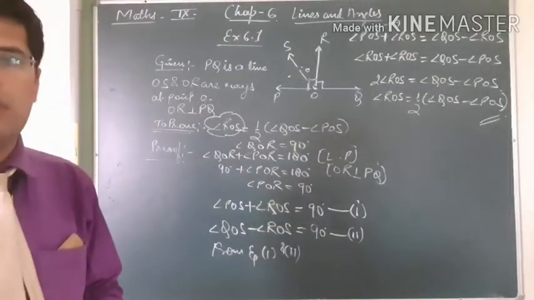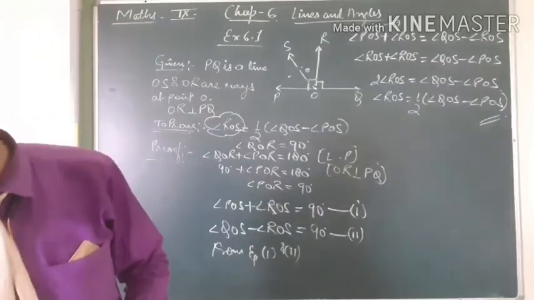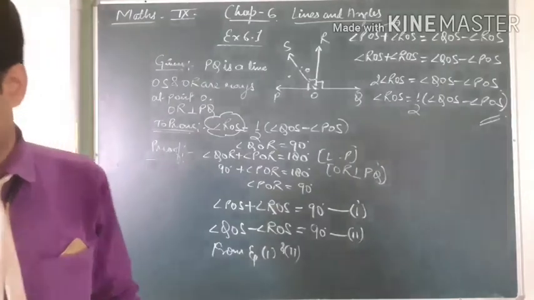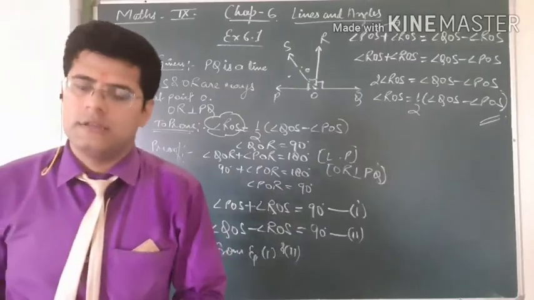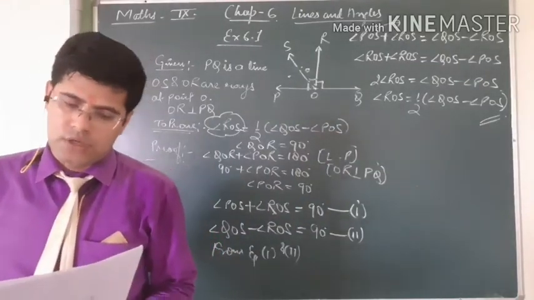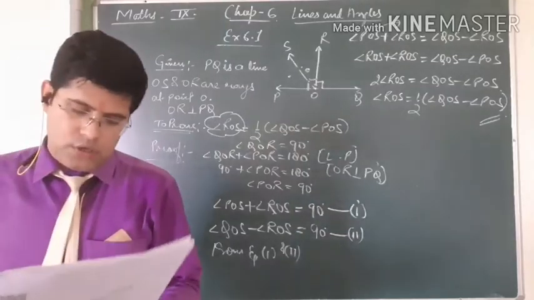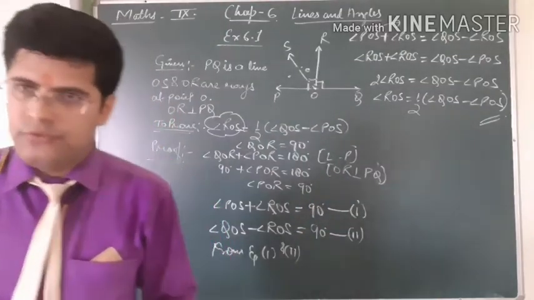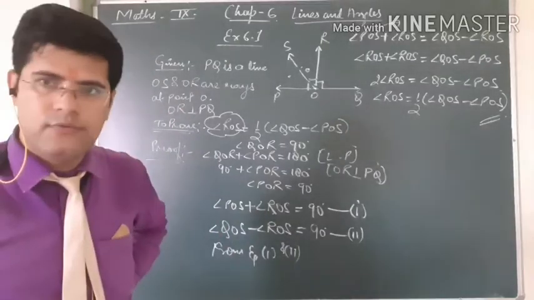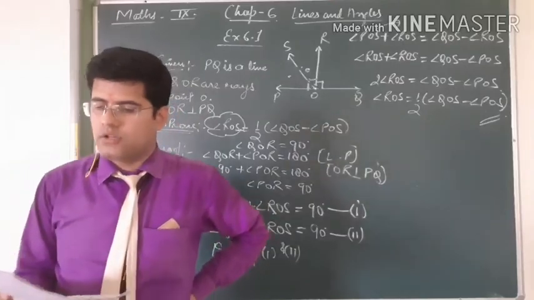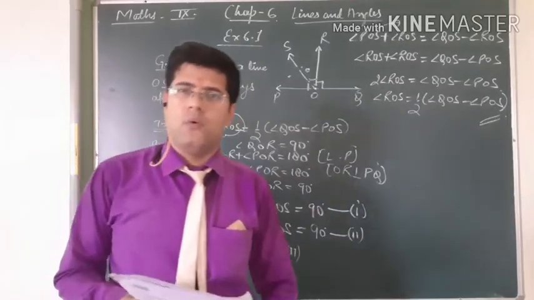Okay, now this exercise has only one sum left, question number 6, and you can do that sum on your own. So there are 6 sums in this exercise: question number 1, 2, 3, 4, 5, 6. I have done question 1st, question 3rd, question 4th, question 5th. Three sums are of proof, which are question number 3rd, 4th and 5th. The rest, question number 2nd and question number 6, you can do on your own.